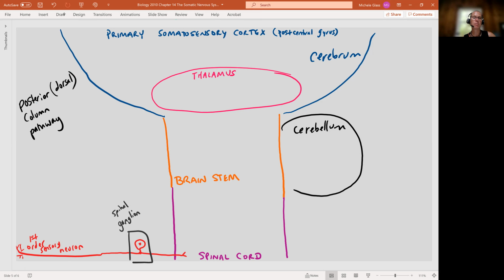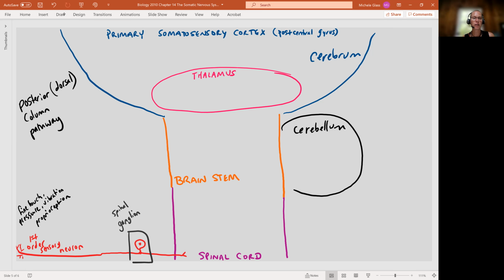But we have our same pattern. So we're still collecting sensory information using that first order sensory neuron. But remember, this is that whole posterior white column. So we have like a ton of sensory information we're picking up here. So here we're picking up fine touch. We're picking up pressure. We're picking up vibration. We're picking up proprioception, right?